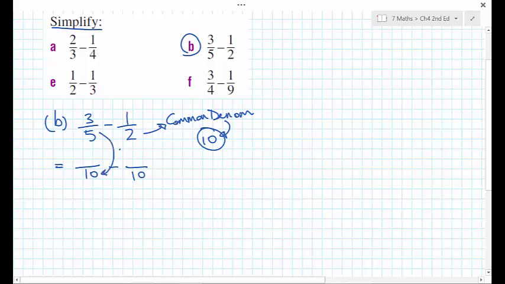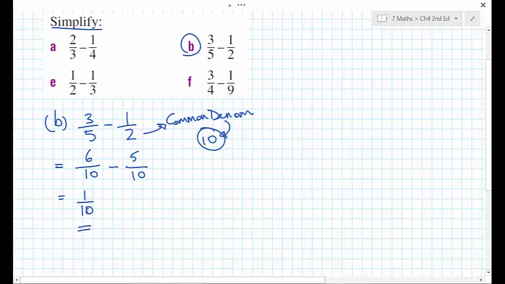So 5, to get to 10, I've multiplied by 2, so I multiply the top by 2. And so that's 6. Then to get the 2 to 10 I've multiplied by 5, so I multiply the top by 5, and that gets me to 5 over 10. Once I've done that, I've got a common denominator, so I have a nice comparison of fractions in tenths, and I simply do what I do with the top row now. So it'll be 6 take 5, which leaves me with 1 on 10 as my answer.